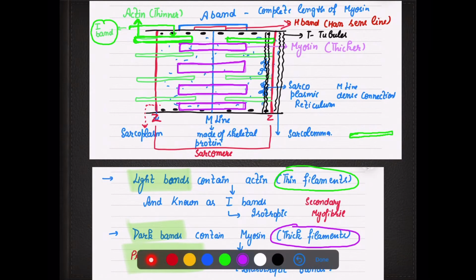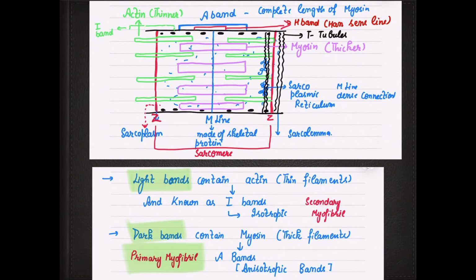कौन सा band है ये? इसको यहाँ पे लिखेंगे हम. This is our myosin. This contains myosin and they are thicker and they are known as A band. Right, dark bands basically. They contain myosin, they have thick filaments, and they are known as A bands, anisotropic bands.